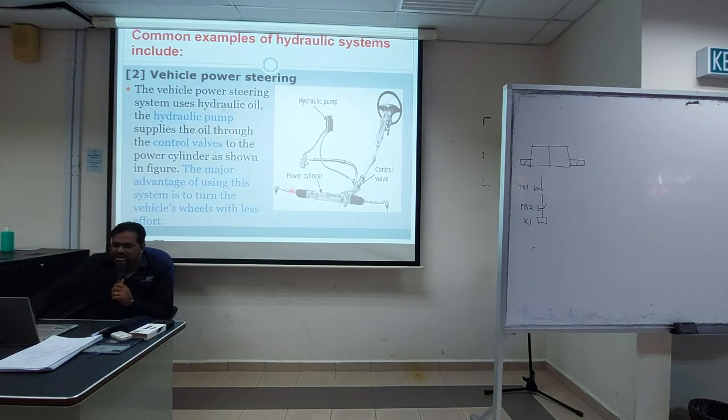Okay, power steering. So this is the power steering. You can see the hydraulic pump. There is a small hydraulic pump. Then there are power cylinders. The power cylinder will extend or retract in order to control the steering. So the control valve is here, and it depends on where you turn.